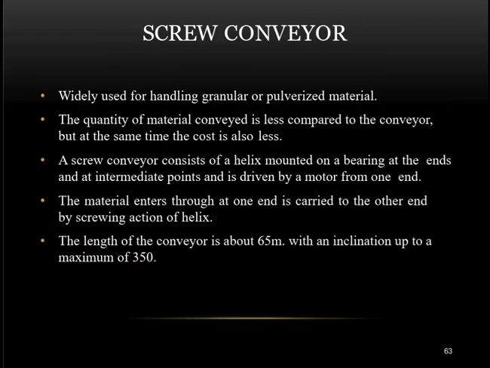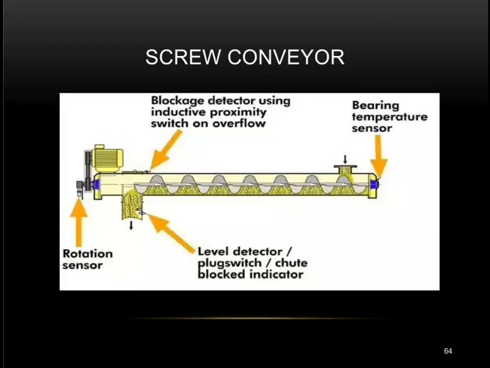Next one is the screw conveyor. Widely used for handling granular and pulverized material. The quantity of material conveyed is less compared to the belt conveyor, but at the same time the cost is also less. A screw conveyor consists of a helix mounted on bearings at the ends and intermediate points, and it is driven by a motor from one end. The material entering at one end is carried to the other end by the screwing action of the helix. The length of the conveyor is about 65 meters with inclination up to a maximum of 35 degrees. Here you can see a schematic diagram of a screw conveyor.